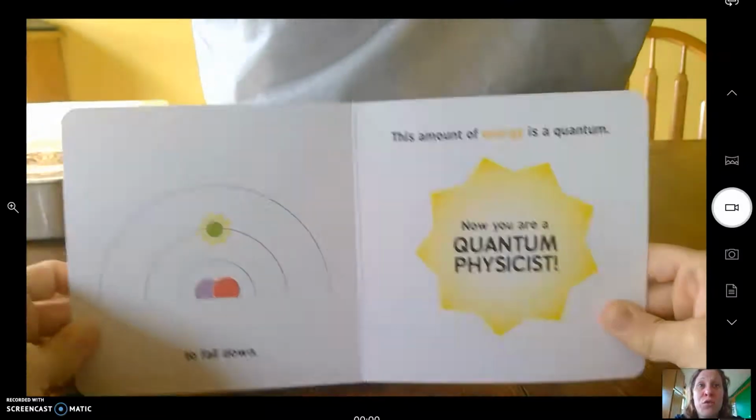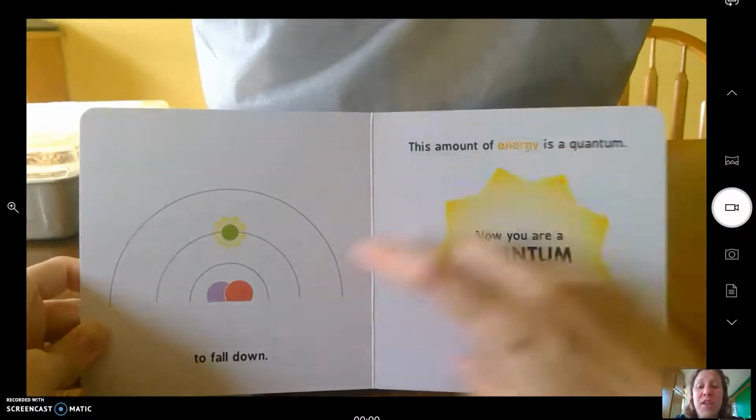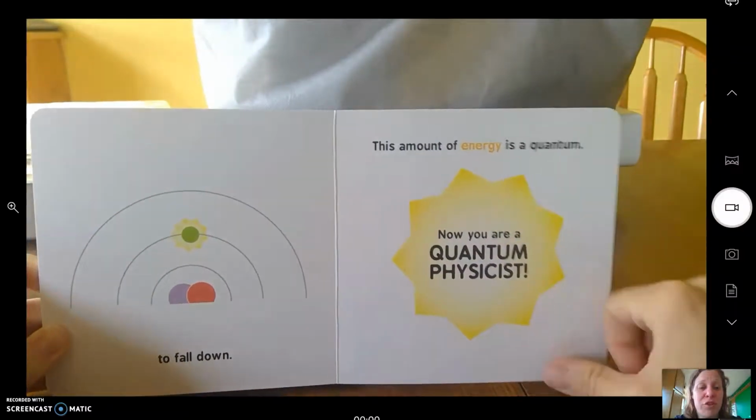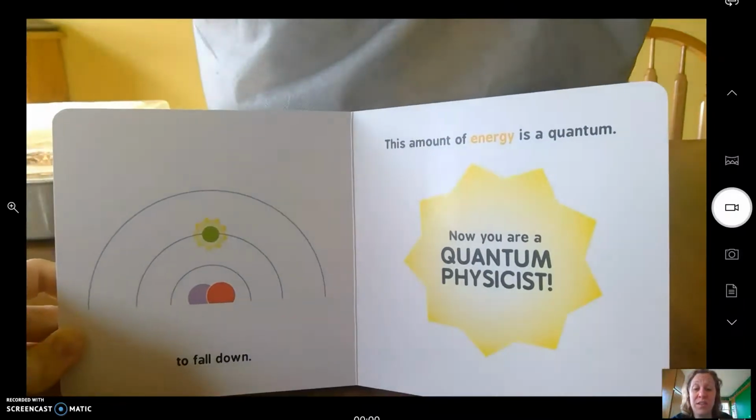I'm actually going to use this word. Quantum is the fancy name for that just little bit of energy. Quantum is a specific amount of energy. But we're going to do more with this in a second.